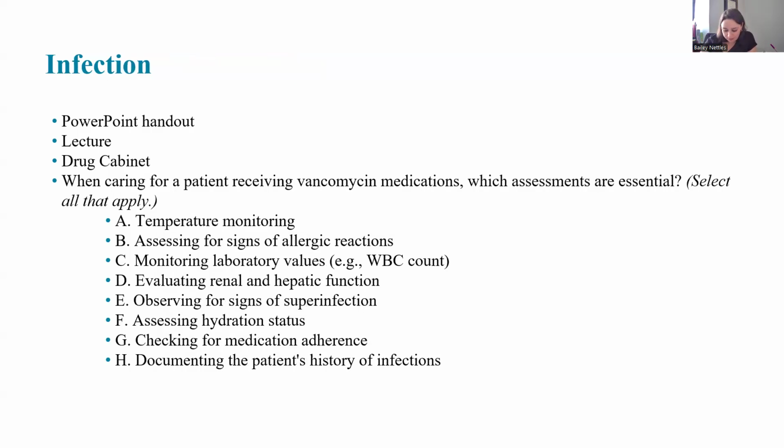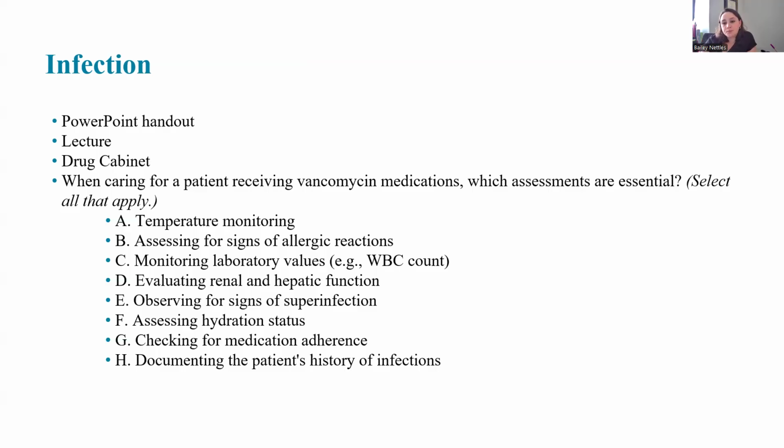All right, now we have infection. So we have a patient receiving vancomycin. What assessment is essential? Should we measure their temperature? No. I mean, honestly, I would pick it, but that would be an iffy one, because yeah, they have an infection, but their temperature will get better with the anti-infective. So I say go for it. Okay. Assess for signs of allergic reaction, especially if it's their first time. Yeah, let's do that.